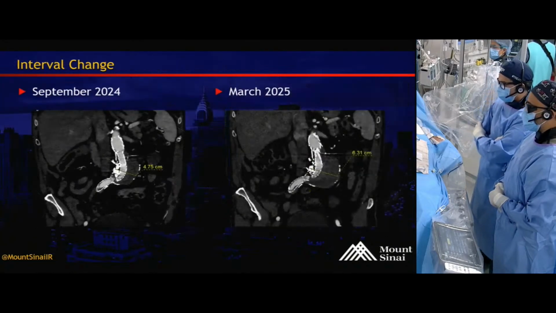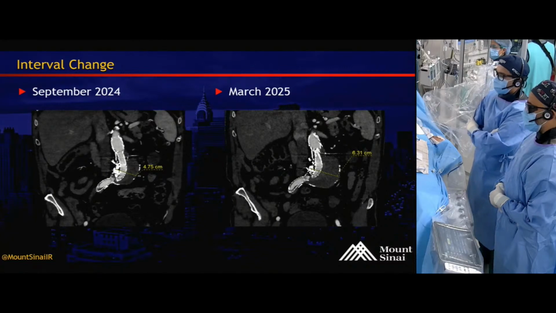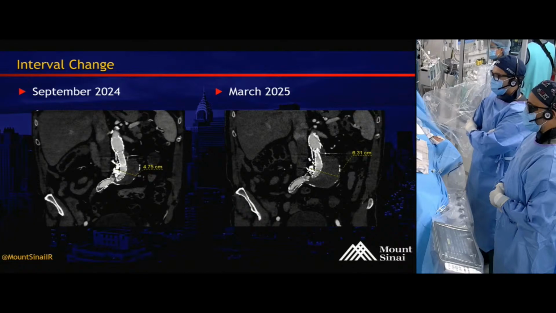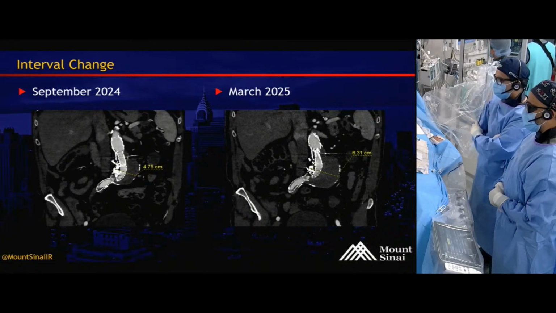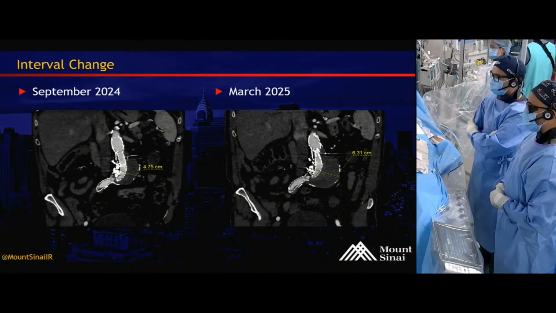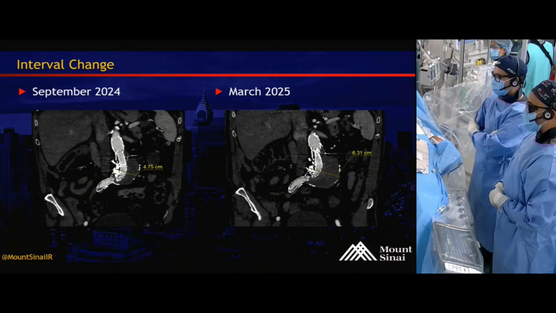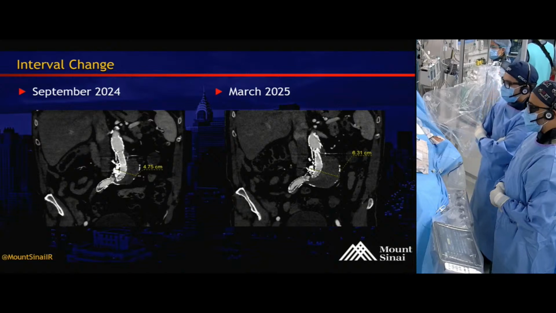Next slide, please. These are two coronal reformats of his CTAs from September of last year and March of this year. As you can see, the aneurysm sac has increased in the transverse dimension, and as I mentioned before, it's also gotten larger in the AP dimension. So there's concern that this endoleak is causing pressurization and an enlarging sac. If you go to the next slide.